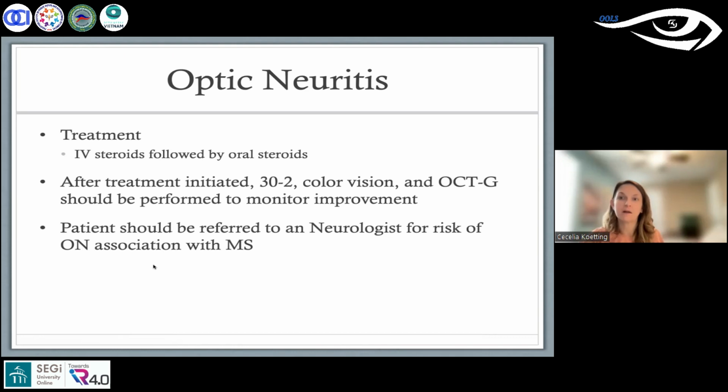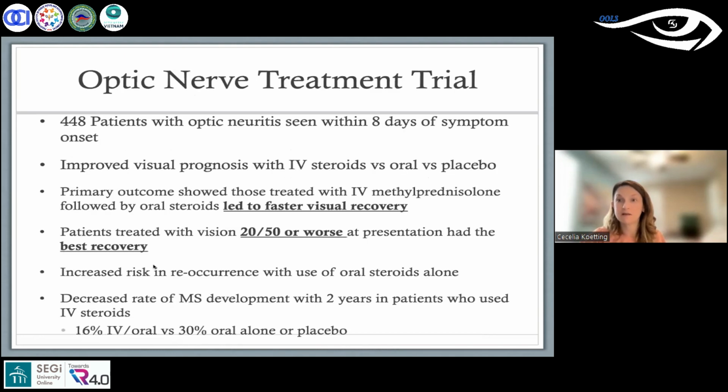And that's because it's actually 3 to 5 days, sometimes longer. It also depends on if that optic neuritis is caused by MS, is it idiopathic, or are we talking about something called neuromyelitis optica? Either way, this patient is also going to get referred to a neurologist because we need to assess them for MS. Okay, cool. Let's talk about the Optic Neuritis Treatment Trial because we can't talk about optic neuritis without mentioning it.